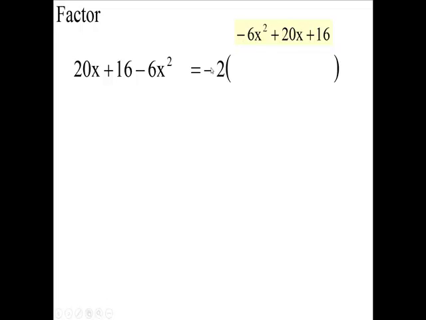Negative 6 divided by negative 2 is 3. So you have a plus 3x squared, and this is what we want to see. This is easier to factor than this is, okay? But all three signs are going to change now. This changed to a plus, this goes to a minus, this goes to a minus, and 20 divided by 2 is going to be 10, 10x, but it's going to be a minus. And 16 divided by 2 is 8, but this is going to be a minus.